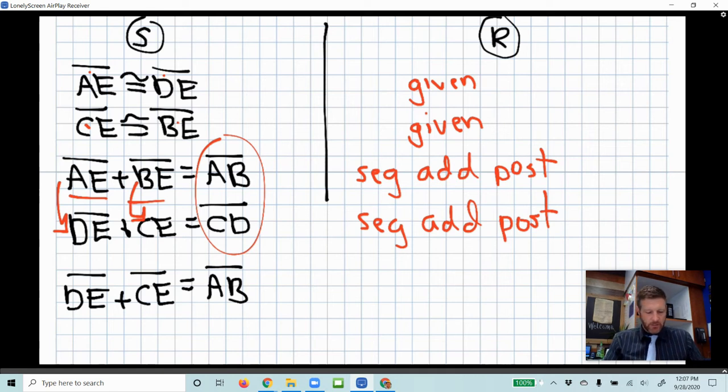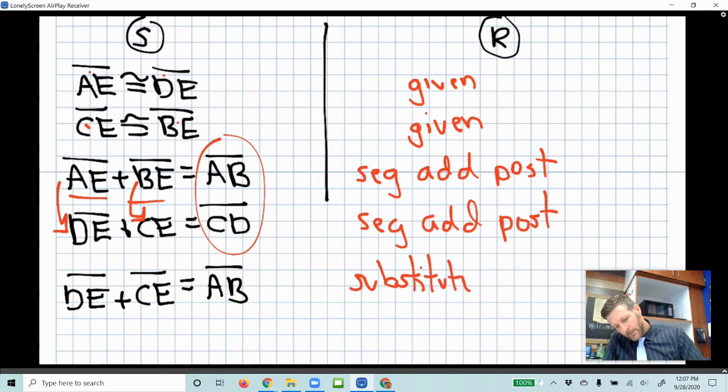So I can substitute and I can say that the whole line AB is equal to the parts of the CD segment. Okay, and that is whenever you just replace something that's equal to something else, you can use the substitution property of equality. See that?